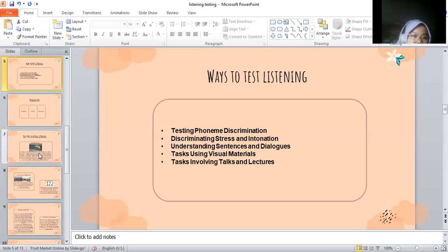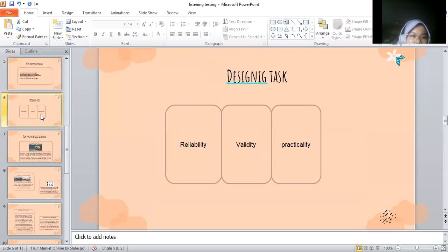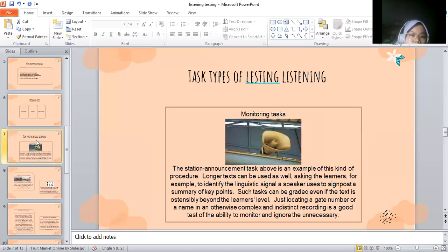Okay, now we move to how to design tasks. Design tasks, we have to consider reliability, validity, and practicality. Now we move to the task types of listening testing.